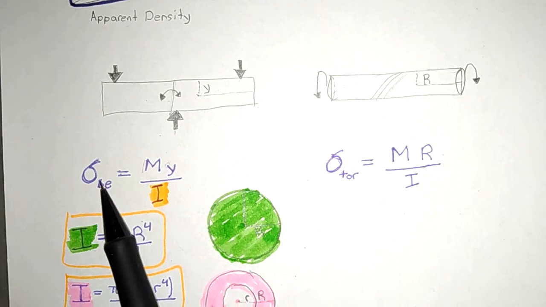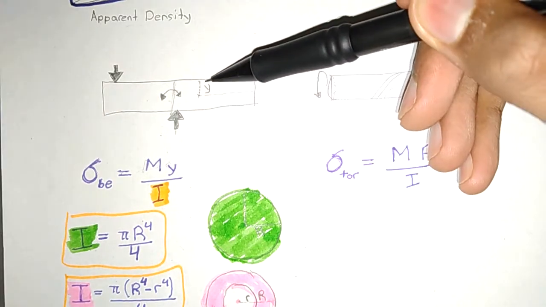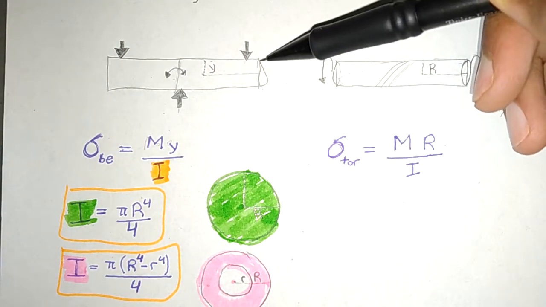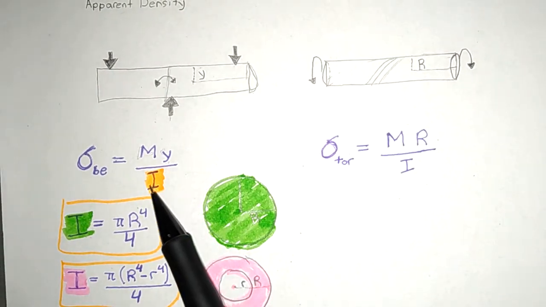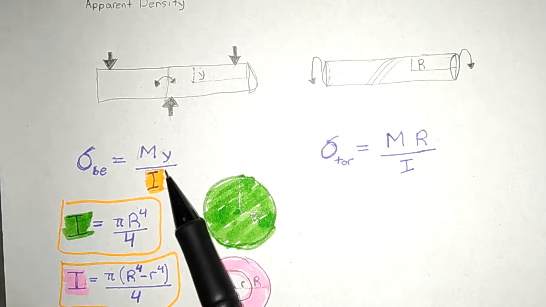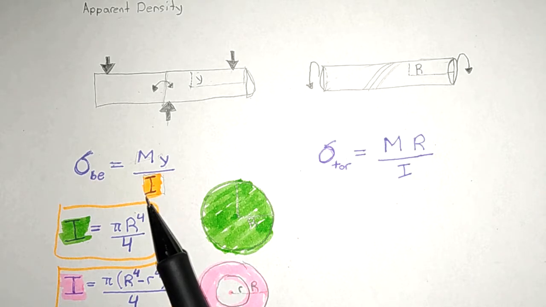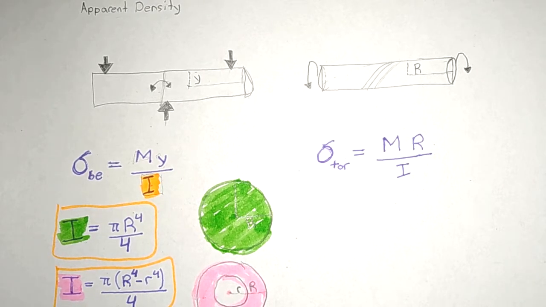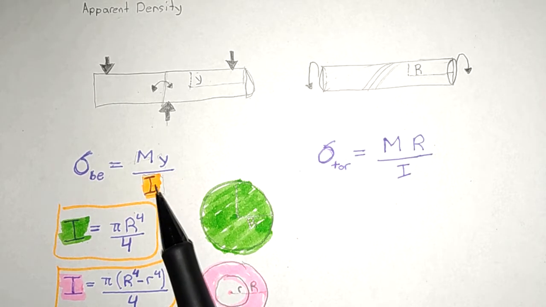The bending stress is equal to the moment produced at this point times the distance, if this is a cylinder, the radius of this point, that's what I meant, the radius, and then divided by, as you see here, I. And I is the inertia.